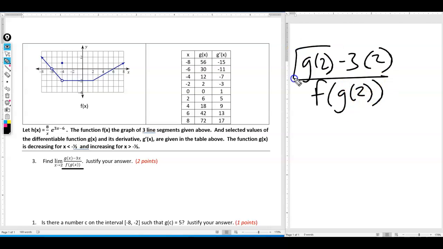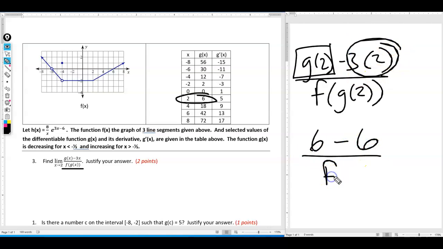Okay, now first of all, let's find out what g of 2 is. G of 2 is 6. 3 times 2 is 6. And we already found that g of 2 is 6 once again. Now we need to find f of 6. What is f of 6? So now we've got to look at our f function, find where x equals 6. That's right there. And the outcome is 0.